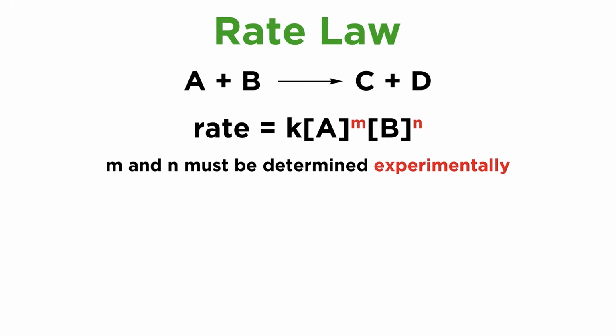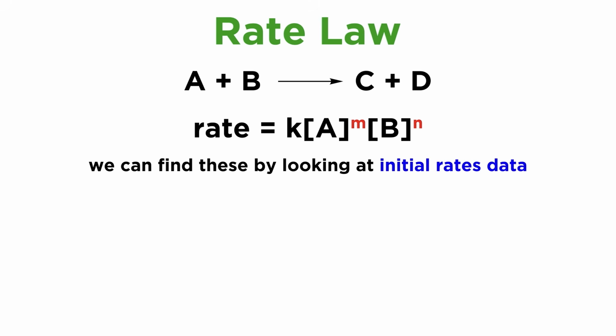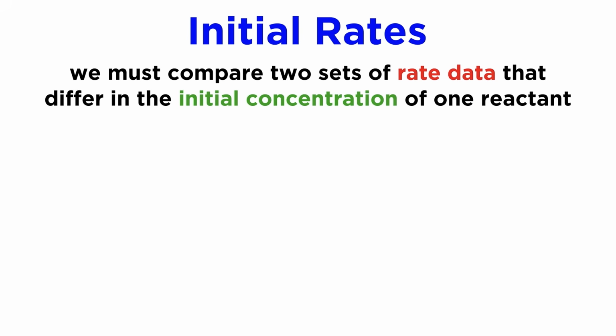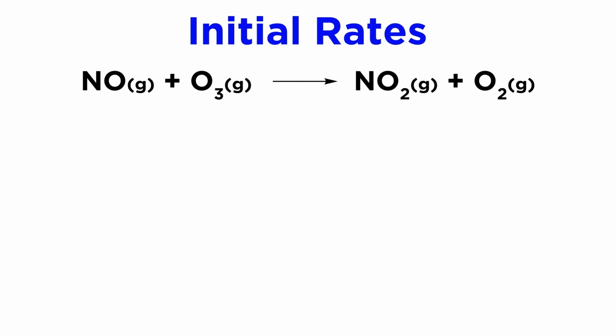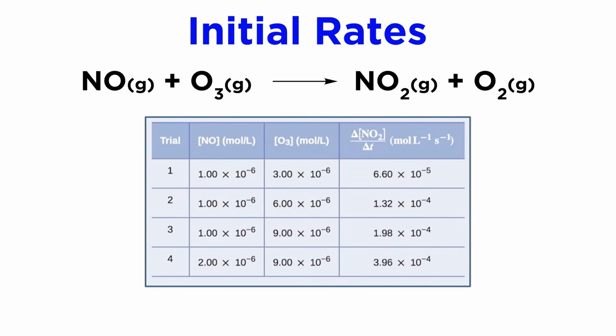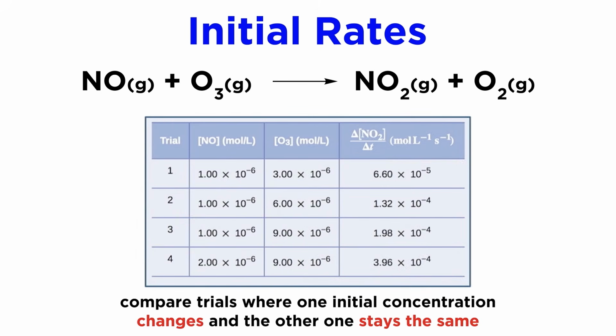Again, these exponents must be determined experimentally, and a simple way to do this is by looking at initial rates data. In working with initial rates, we simply compare two sets of rate data that differ in the initial concentration of only one reactant. For example, look at the reaction of nitrogen monoxide and ozone. We know the reaction rate depends on concentration, and we can do many trials of this reaction with different initial rates. If we compare two trials where one initial concentration stays the same, but the other one changes, we can determine the reaction order with respect to that substance.